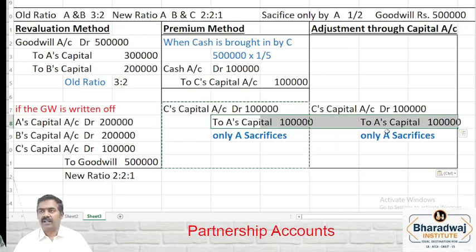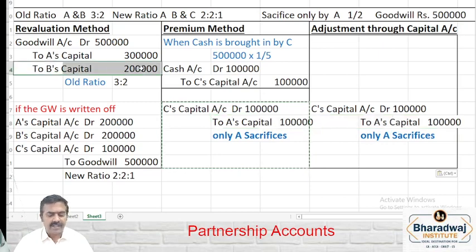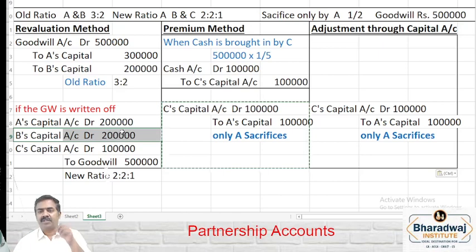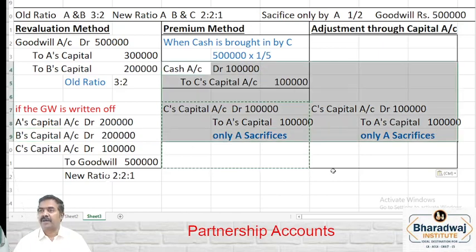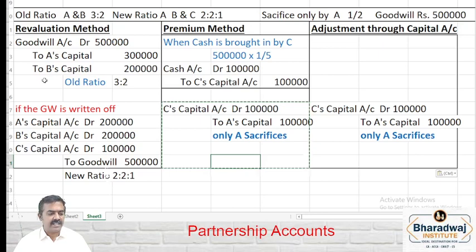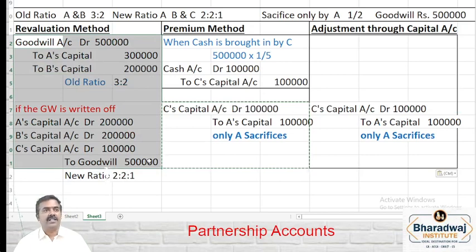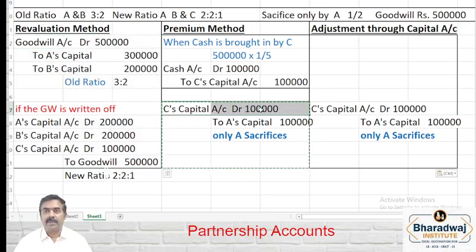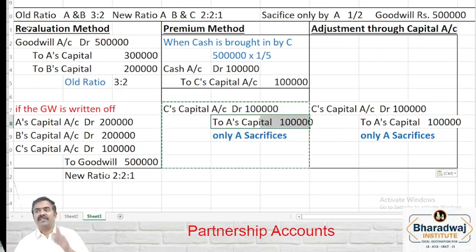Okay. Then look at B. How much is credited here? How much is debited here? So what is the net effect? 0. That's why no effect comes in which capital? B's capital. Look at C's capital. In the first entry nothing was credited. In the next entry, how much is debited? 1 lakh. So the net effect of these two entries is nothing but what? C's capital is debited with 1 lakh and A's capital is credited with 1 lakh. So whether you follow the revaluation method, premium method, or adjusting through capital account, the effect is the same.